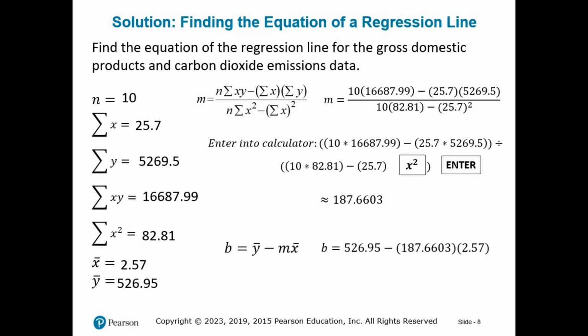Okay, next let's do the y-intercept, or b. So we have y bar is 526.95 minus 187.6603, which we just came up with, times 2.57. Pause the video for a moment and try this formula on your own.